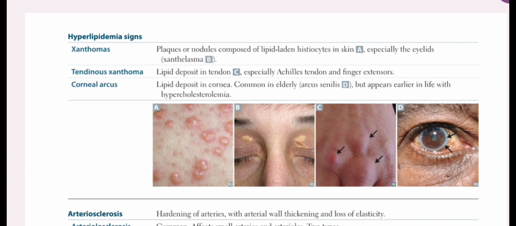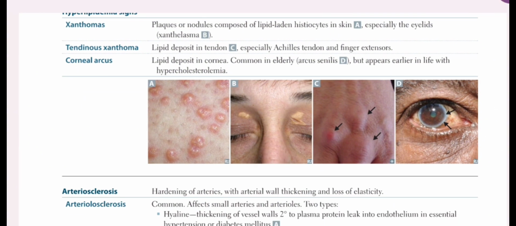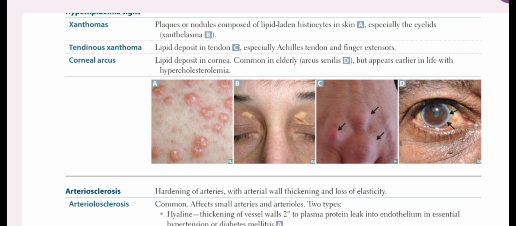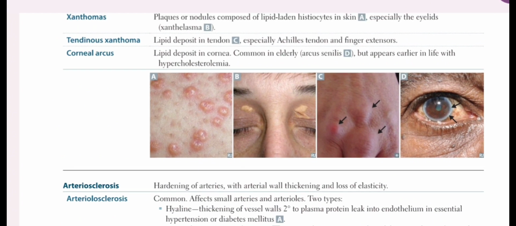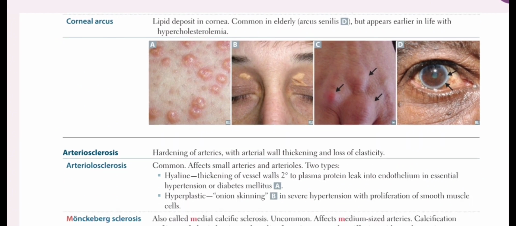Then we have the tendinous xanthomas, which are lipid deposits in the tendons, especially in the Achilles tendon, that is in the posterior side of the leg, also known as the heel tendon. Then we have the finger extensors. The corneal arcus is basically lipid deposits in the cornea, and it is commonly seen in the elderly population, also known as arcus senilis, but it can appear in early life if there is hypercholesterolemia.